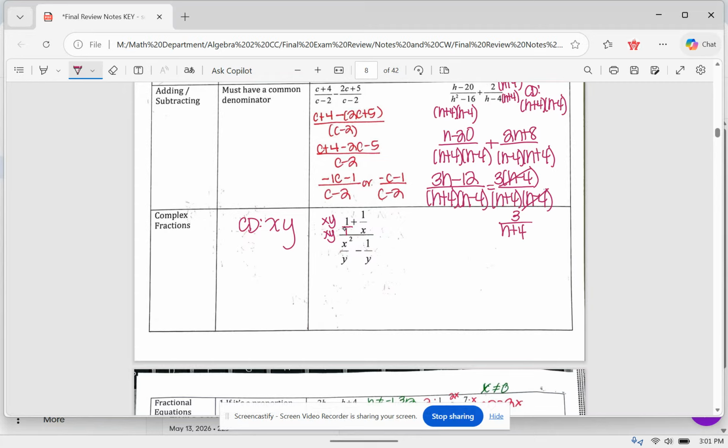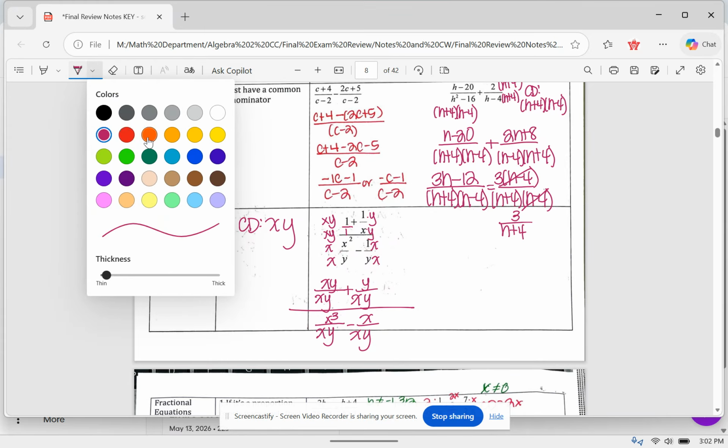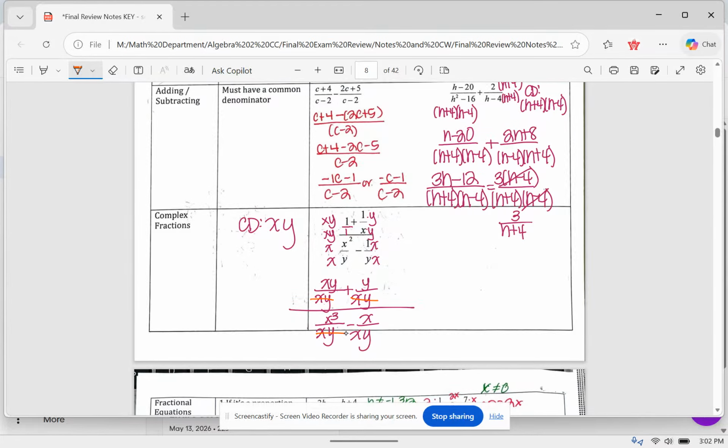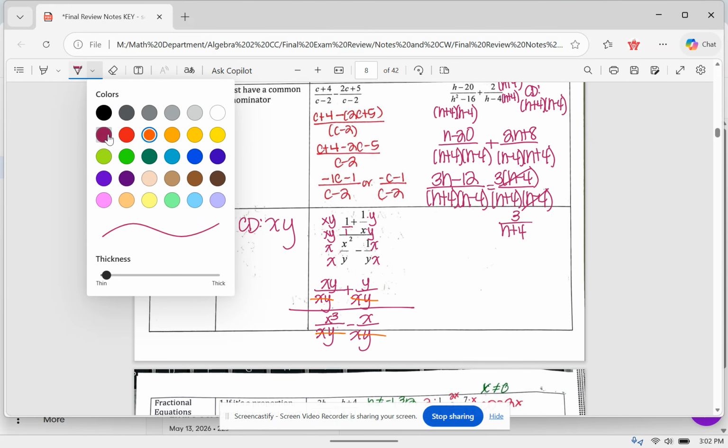That means I'm going to multiply top and bottom of this 1 as xy over xy. He needs a y. He needs an x. He also needs an x. So here's what I have so far. Now, once you have all the denominators the same, we can drop the denominators because they would simplify.